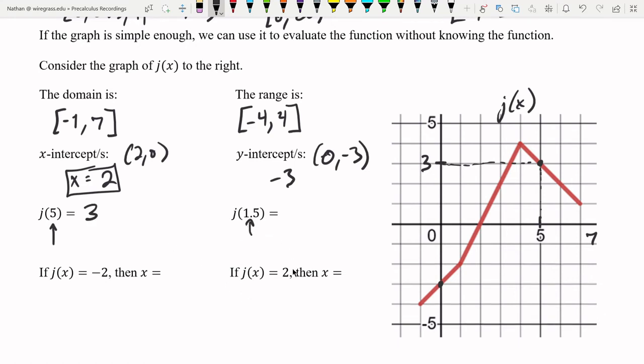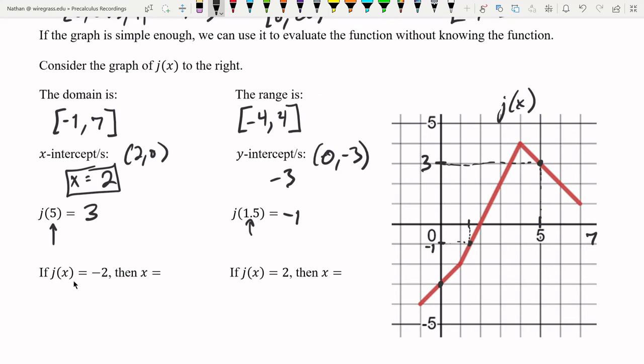Here we have an input of 1.5. 1.5 is, let's see, right here. We're not going to go up to the function. There's nothing up there. So we're going to go down. And that is right on -1. So you plug in 1.5, you get out -1.